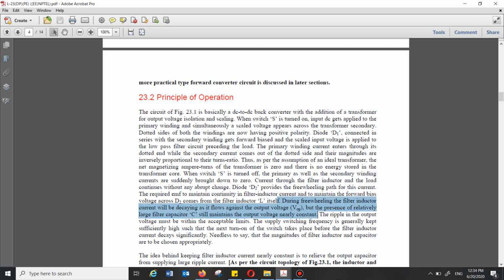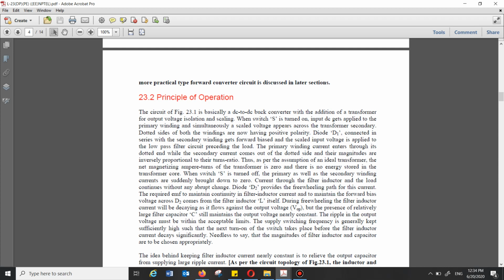But the presence of a relatively large capacitor still maintains the output voltage nearly constant. This is very important when we design choppers, DC to DC converters, buck and boost. This capacitor is quite helpful in maintaining the output. The ripple in the output voltage must be within acceptable limits. That's the design limitation.